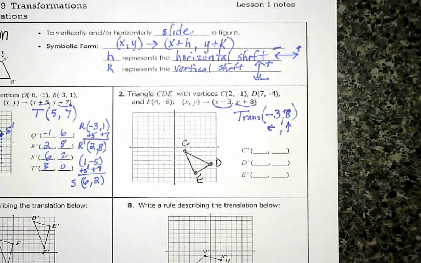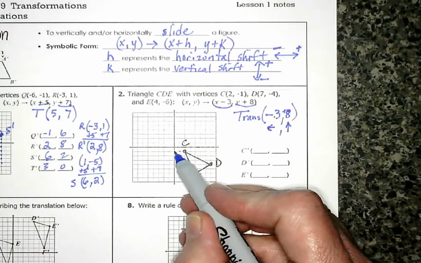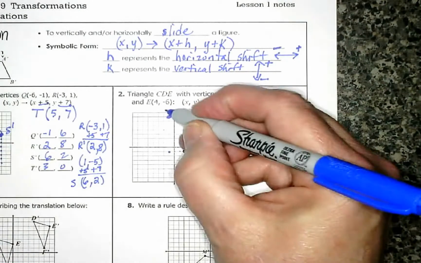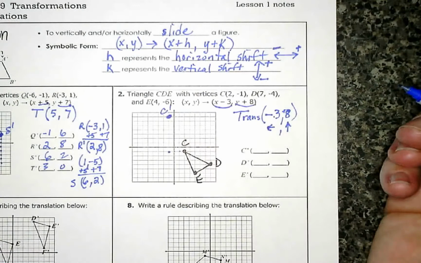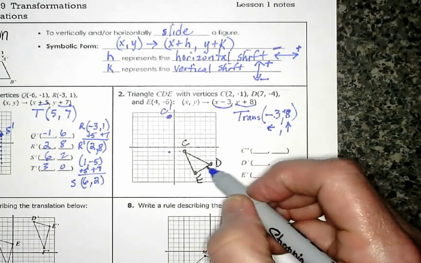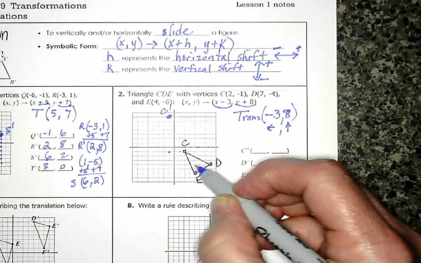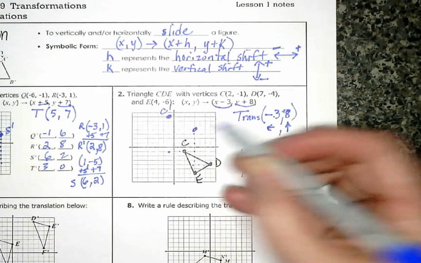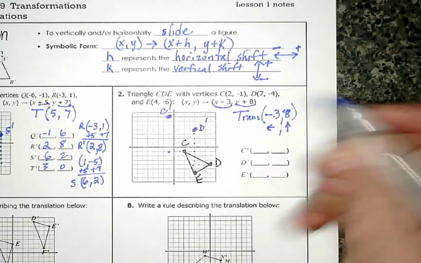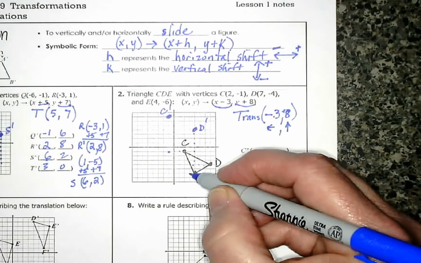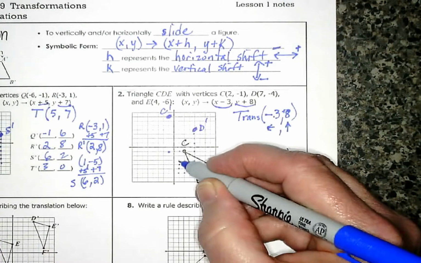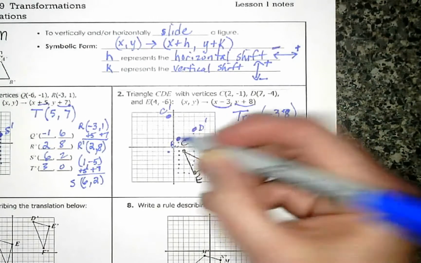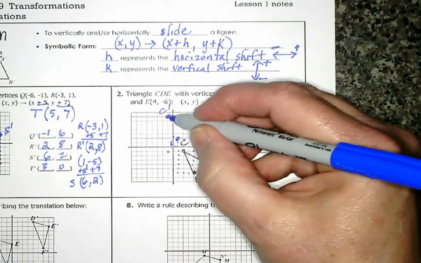So here we go. For C, I'm going to go 1, 2, 3, go up 8. There's my new C, C prime. D, I'm going to go, let's see, 1, 2, 3, 8. There's my new D, D prime. E, there's my new E, E prime. Okay, so I'm going to combine those.